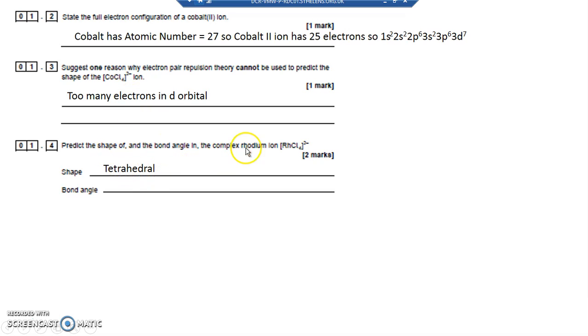Predict the shape and the bond angle in the complex RhCl4. So if we're going to predict something, if we're forced into making a prediction, then Cl4 has got a coordination number of 4, and therefore you go with tetrahedral, bond angle 109.5.